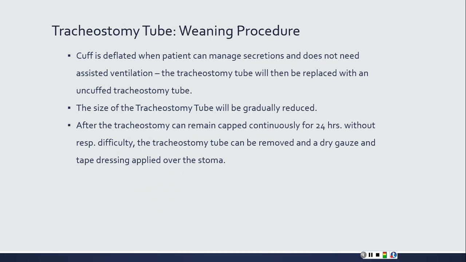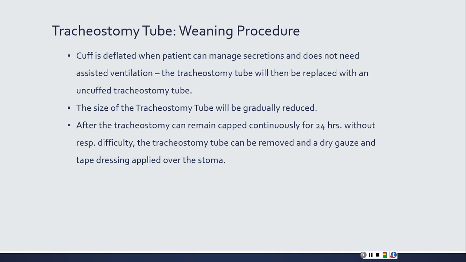Now, tracheostomy tubes can be temporary. If we're going to take out a tracheostomy tube, there are specific procedures that need to be followed. First and foremost, the cuff is going to be deflated first. So if the patient has a tracheostomy tube with a cuff, they'll deflate the cuff and try to see how they tolerate that. And if they can tolerate it fine, then they'll swap it out to an uncuffed trach. Once they've tolerated that, then they'll usually go down in size.